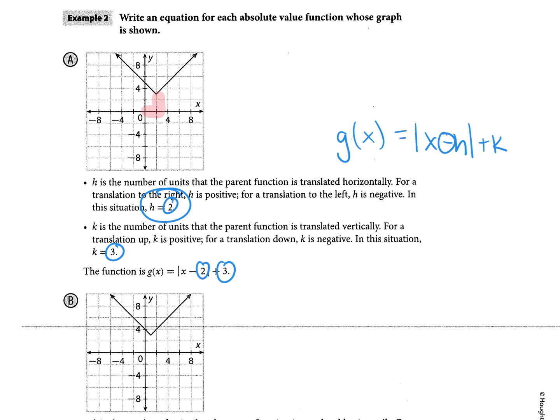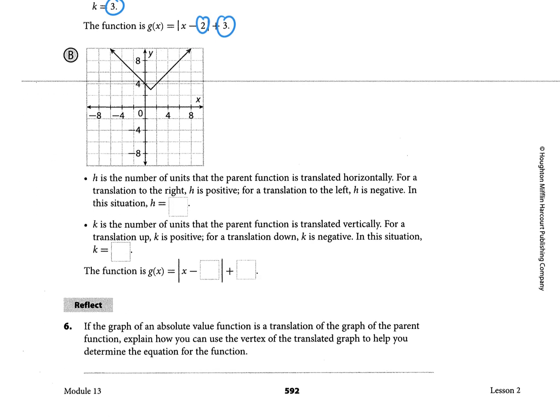B, h is the number of units that the parent function is translated horizontally. It appears that it is translated horizontally 1 unit to the right, so it is positive. K is the vertical change, and it looks like it was shifted up 3. So it would say x minus 1 plus 3.